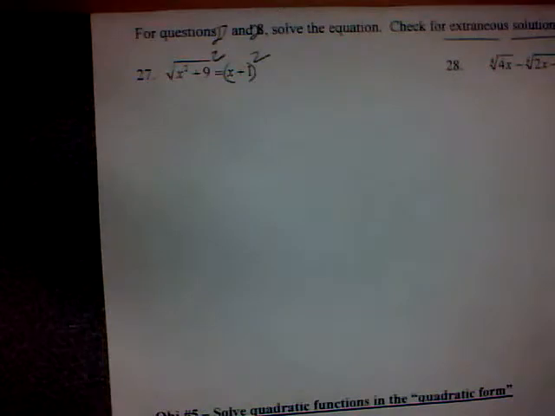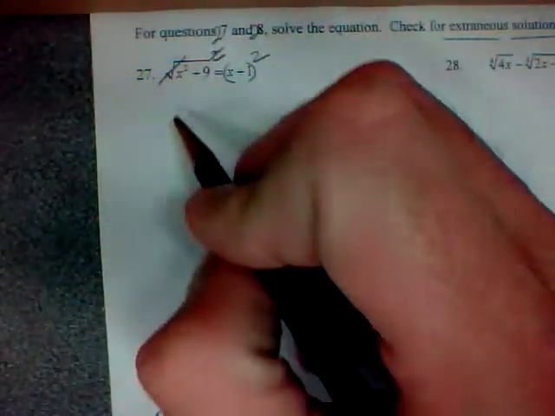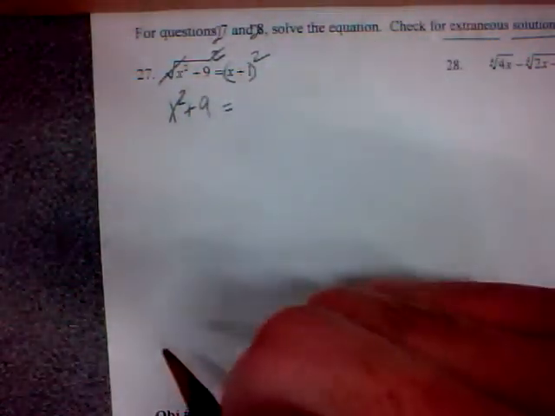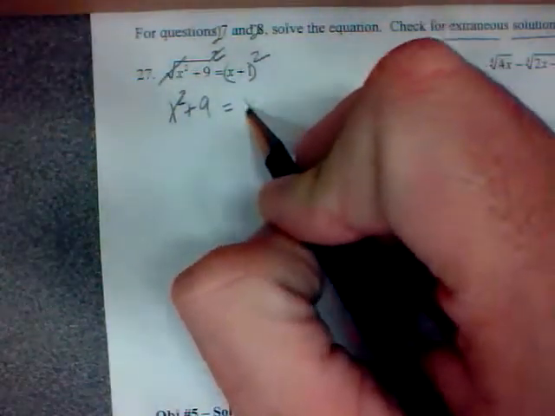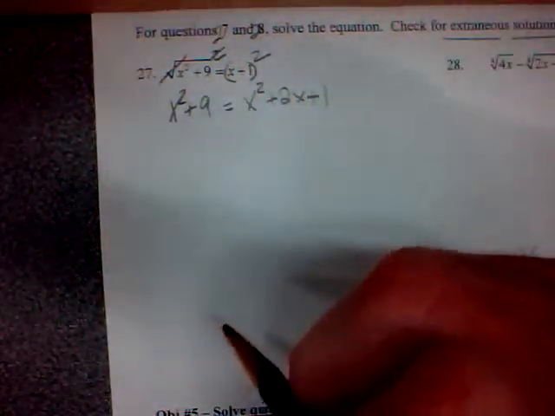We're going to square both sides here. So we're going to have to square this entire value of x plus 1 here. When you square a square root, they cancel out, which leaves you with x squared plus 9. And on this side, we're going to need to FOIL that out, which is going to get you x squared plus 2x plus 1.